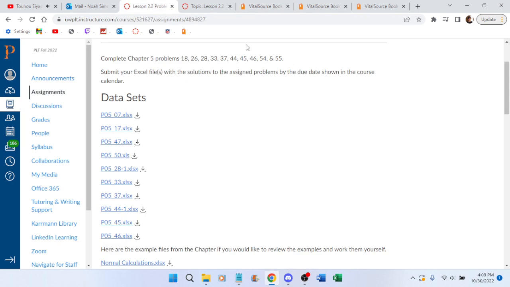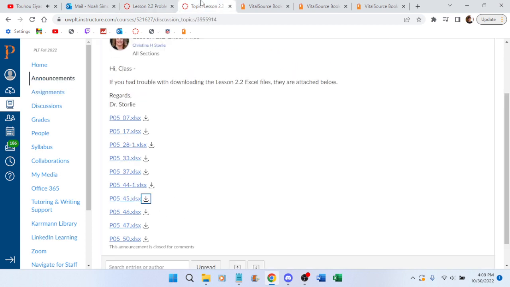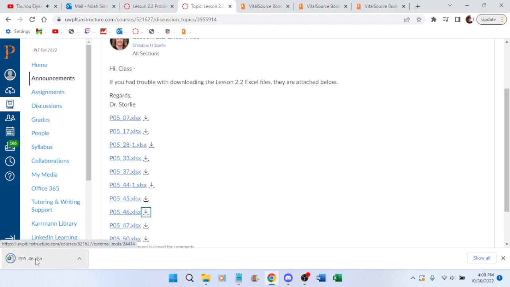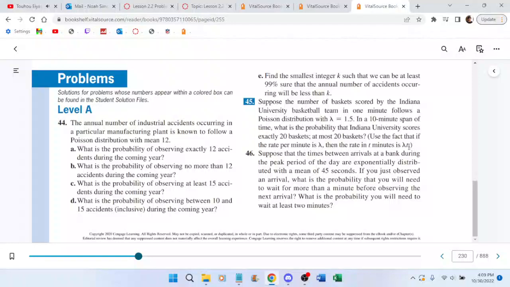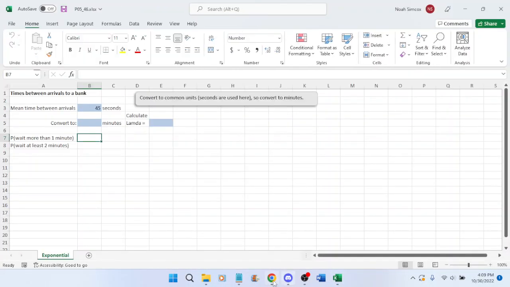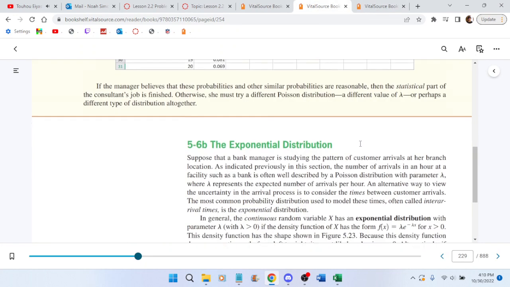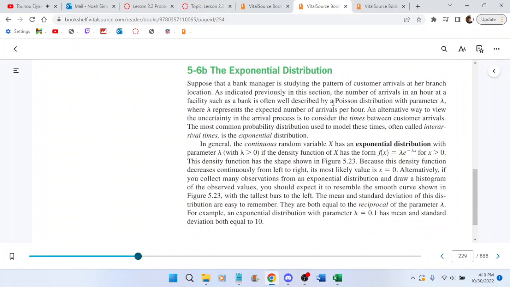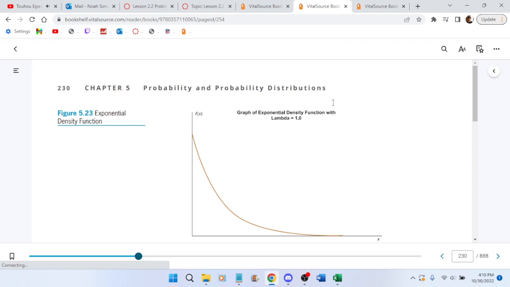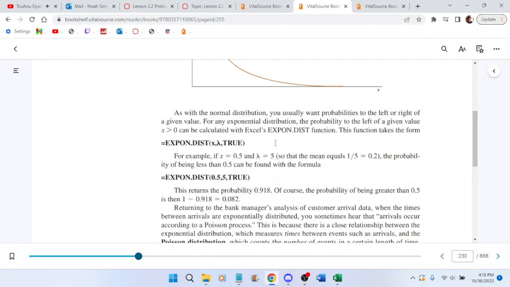So we've now finished number 45. We now go to 46. That's fine. Suppose times between arrivals at a bank are exponentially distributed. Oh, I have to look up how to do that. So what if it's exponential distribution? The probability to the left of a value can be calculated as this. Lambda is 5.